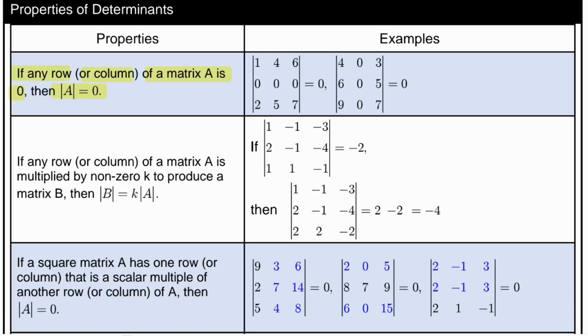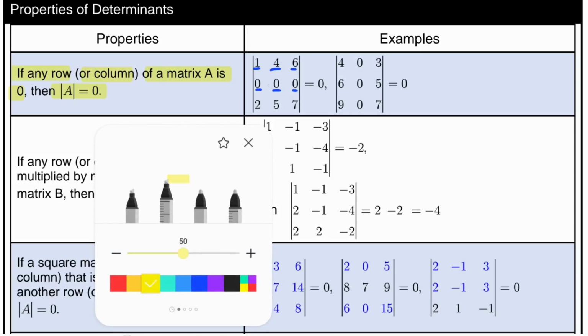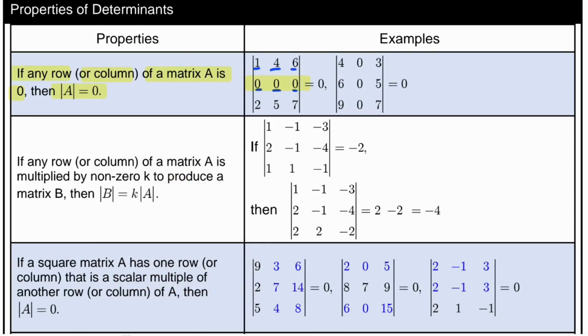determinant itself. Okay, so for example, if you are given this matrix, which is 1, 4, 6, 0, 0, 0, all of the entries in this row are 0. So the determinant of this matrix is automatically 0. The same thing for the other example, the second column. The second column consists of entries 0. So the determinant itself equals 0. So you don't have to calculate it.